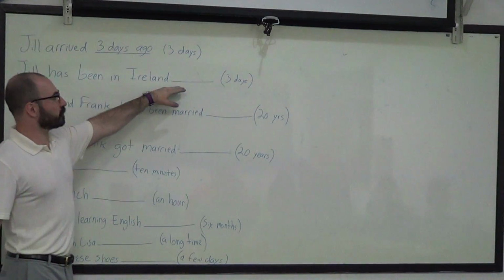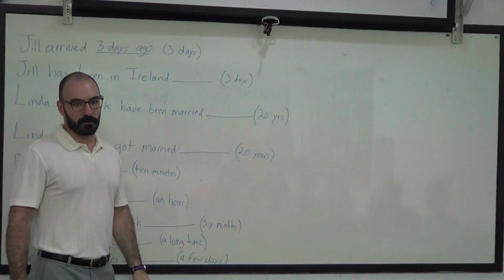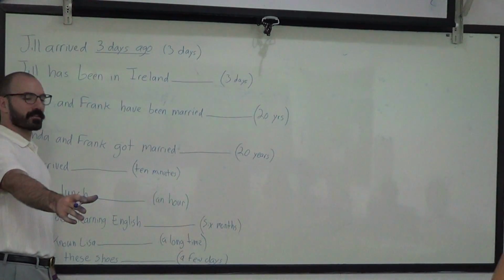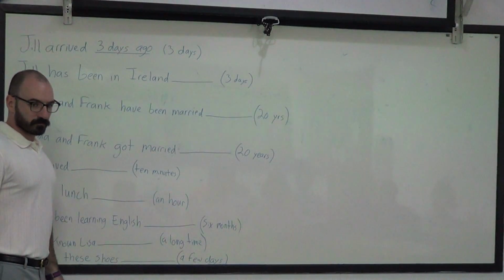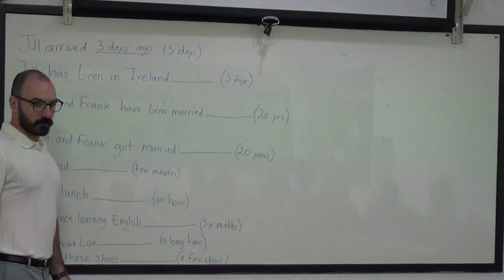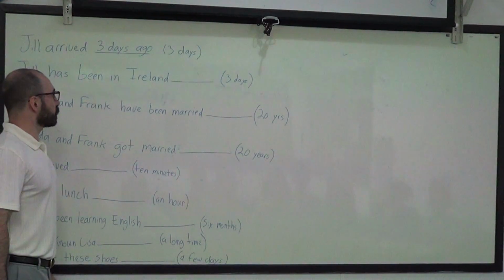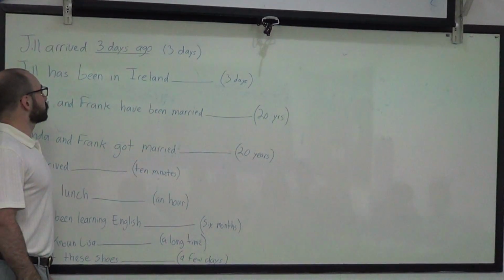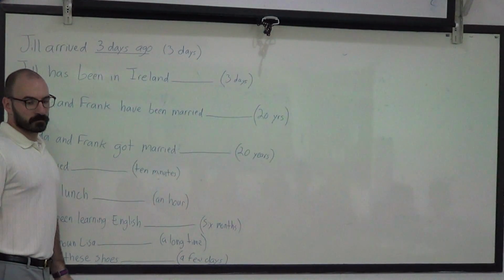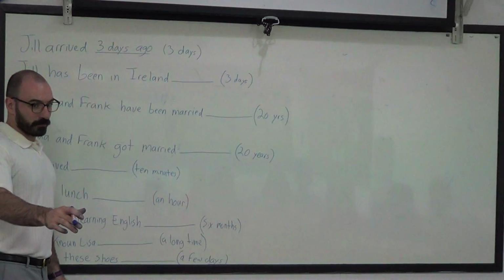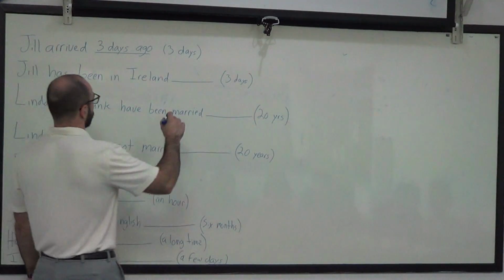Jill has been in Ireland blank 3 days. So 3 days is the time. How would you make that a sentence? For 3 days? Okay.